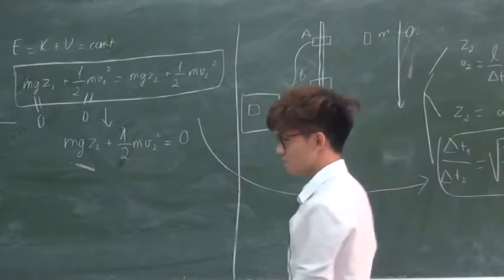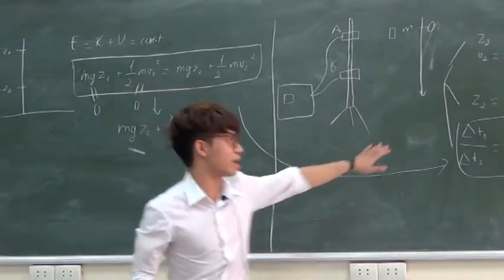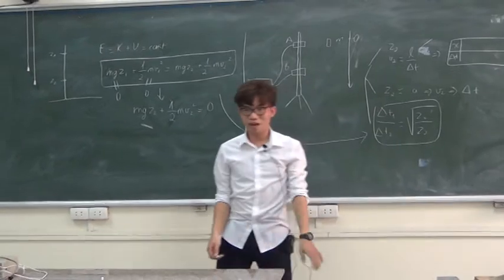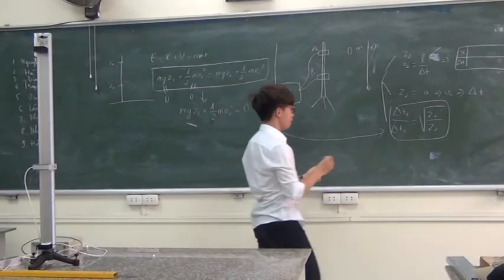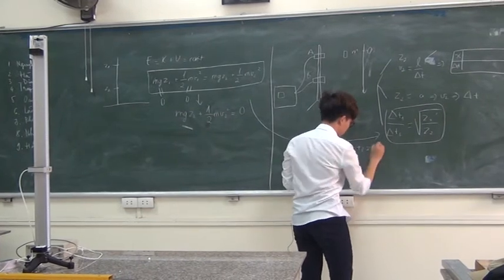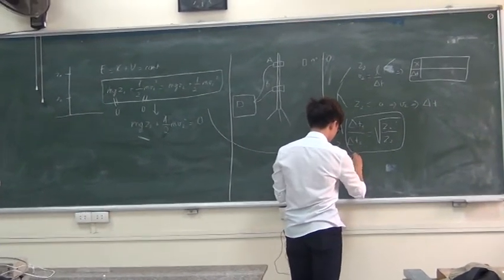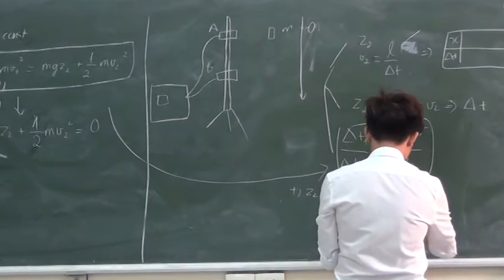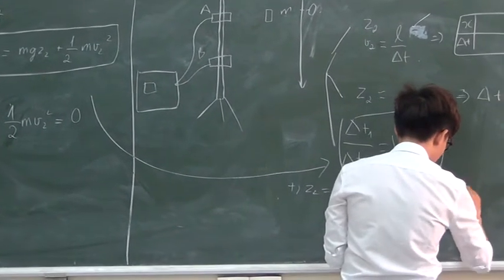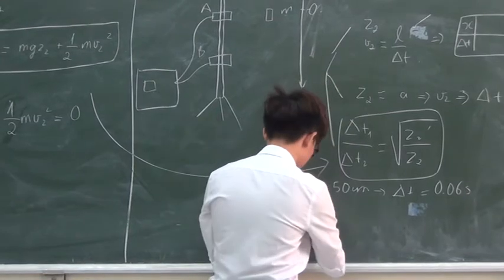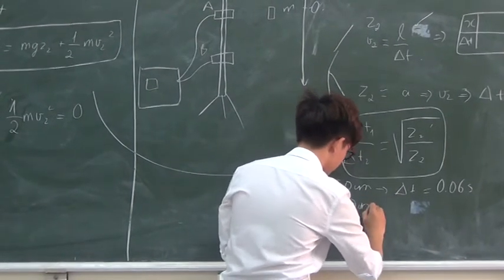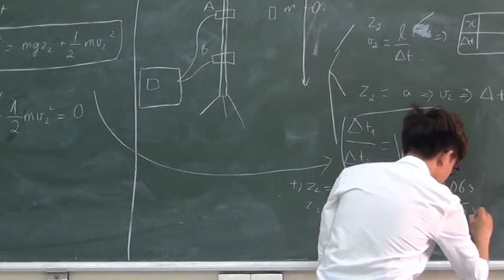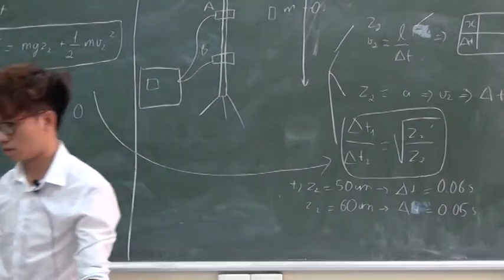And now I will carry out the experiment following the second way, because I have already collected data by doing the experiment. In the second way, if I choose Z2 equals 50 centimeters, I can find delta T by applying the law, which equals 0.06 second, and for Z2 equals 60 centimeters, delta T equals. So now I will perform the experiment.